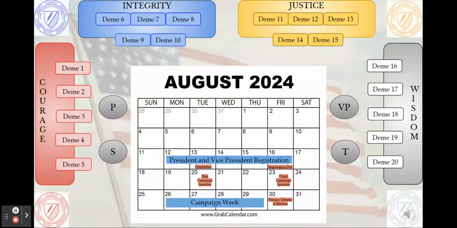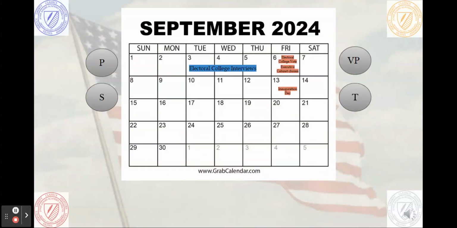The final week of August will be campaigning week from Monday, the 26th through Thursday, the 29th, with primary debates and election on Friday, the 30th. Continuing into September, Electoral College interviews will take place from September 3rd through the 5th. On Friday the 6th, the Electoral College vote will take place and the executive cabinet will be chosen. Finally, we will have Inauguration Day the following Friday, September 13th.